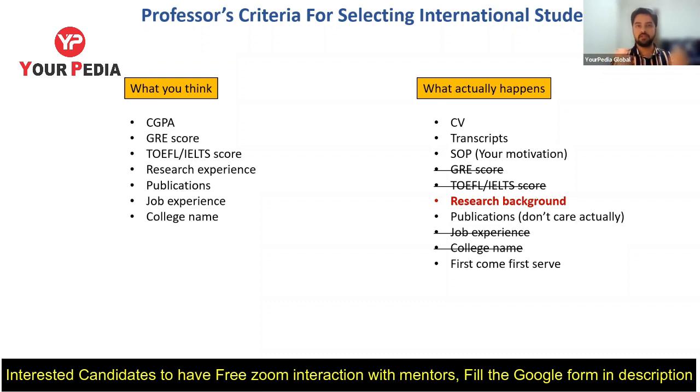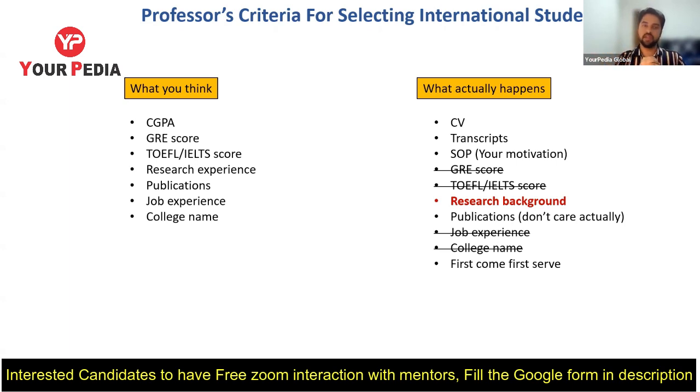So this topic is about selection of international students, what professors actually look into in your profile. I got this information after discussing it with my supervisor and two or three other supervisors who are in the United States. Basically, what you think professors or universities are looking for in your profile is slightly different from what actually happens.